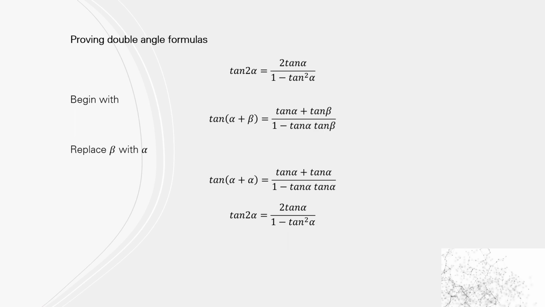And finally, the tan 2 alpha. So we start with our tan alpha plus beta. We replace beta with alpha, and we get tan 2 alpha is 2 tan alpha over 1 minus tan squared alpha.